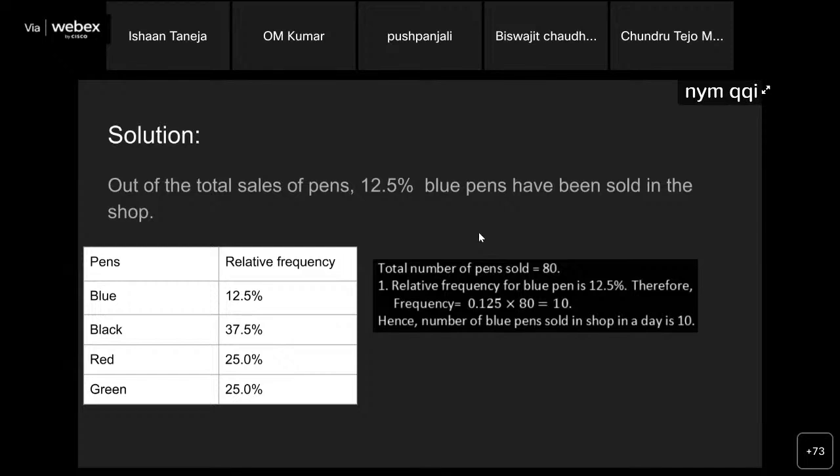It is given that the blue pen has a relative frequency of 12.5% or 0.125 in proportion, right? And we know that the total frequency is 80. Relative frequency we know, total frequency we know, so we can continue: 0.125 times 80, which comes up to be 10.